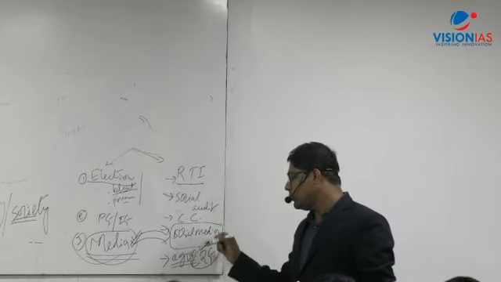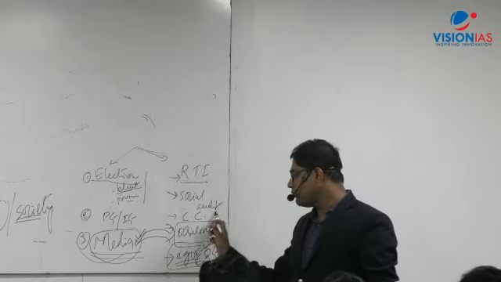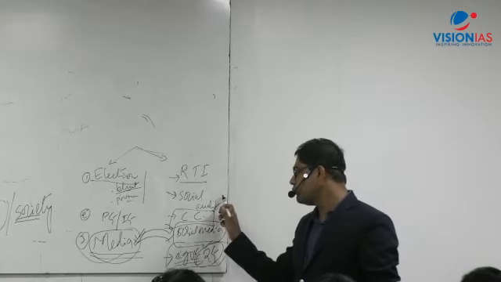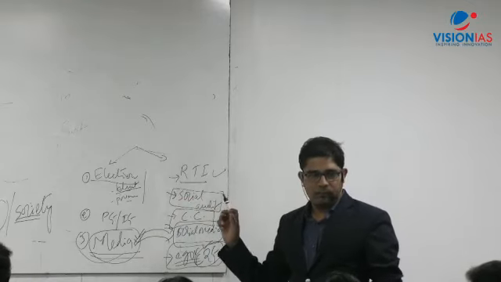So ये सब हम अलग-अलग chapters में discuss करने वाले हैं. E-governance एक अलग chapter है. Citizen charter we are going to do separately. Social audit we will do now. RTI we have done. Okay.